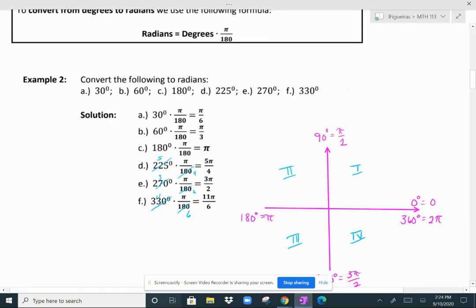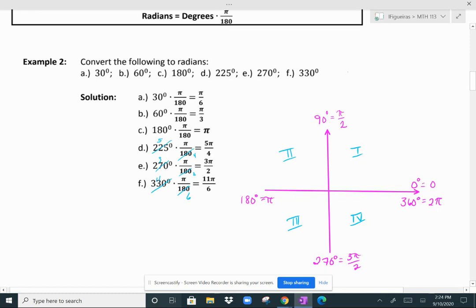So to understand where all these degrees belong, we need to understand what your measurement would be if you were to go counterclockwise, starting here and going in that direction. When you're on the positive x-axis, you are at 0 degrees. 0 degrees is the same as 0 radians. But if you go to the positive y-axis and end here, that means you have a 90-degree angle, because remember x and y-axis are perpendicular, and 90 degrees converted to radians is pi over 2.